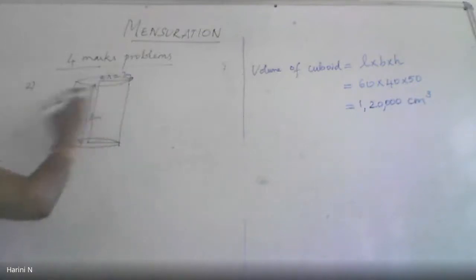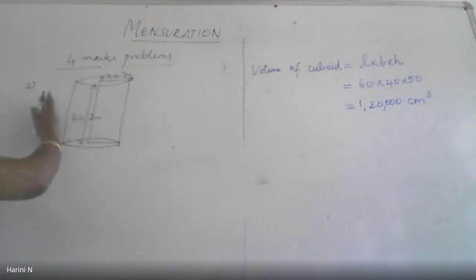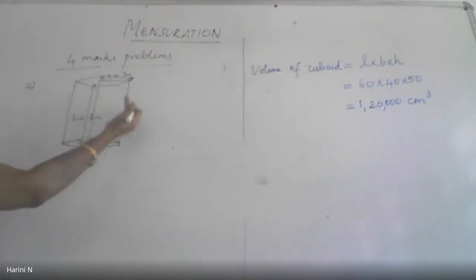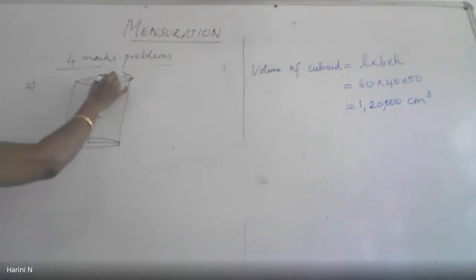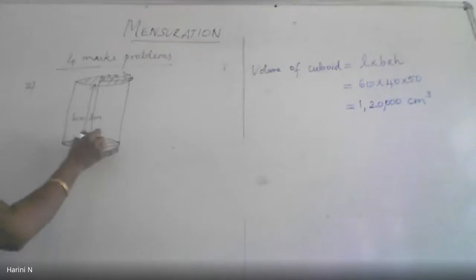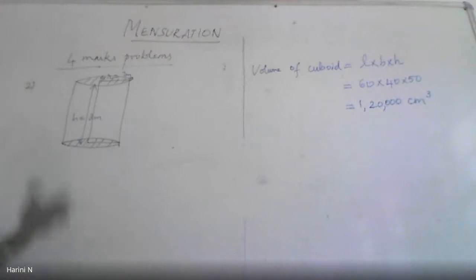So where all the metal sheet will come? It will come on the curved surface. Curved surface is the metal sheet. It is a closed tank or a container. Closed means this area is also there and the bottom also is there. If it is a container, it should have a bottom. So now it is also said it is a closed container. That means the top is there, the bottom is there, and the curved surface is there. In all these three places, the metal has to come.